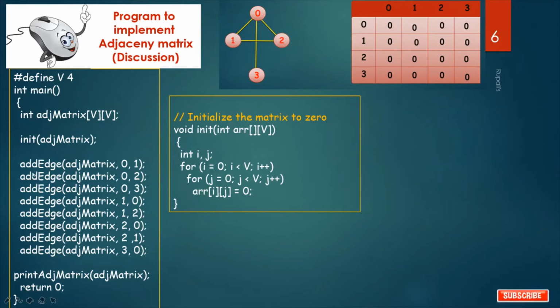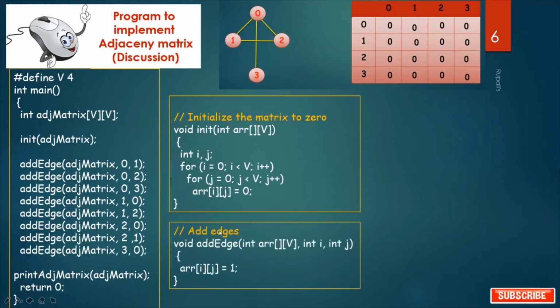So I am calling one function, add edge, that can add an edge to this matrix. So the function name is add edge. I am passing this two-dimensional array and the source vertex and the destination vertex, both integers. So arr[i][j] equals 1. First time, what is the value of i? It is 0. What is the value of j? It is 1. Second time, the value of i is 0 and the value of j is 2. In this way, by repeatedly calling the add edge function, I can add edges to this matrix. So after adding edges, this is our result.